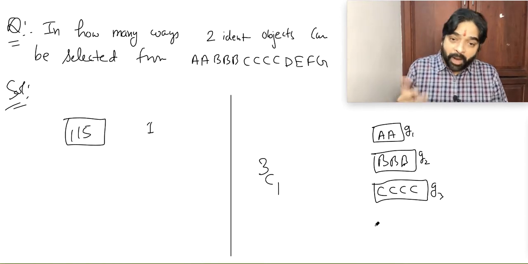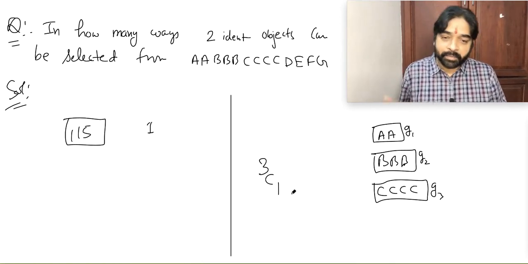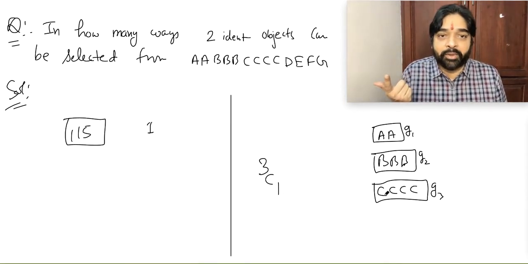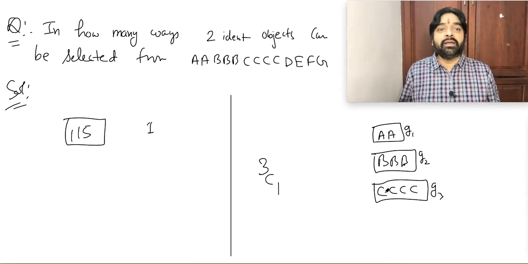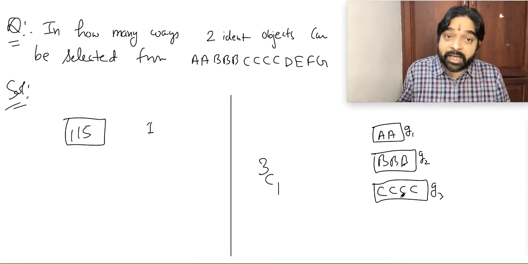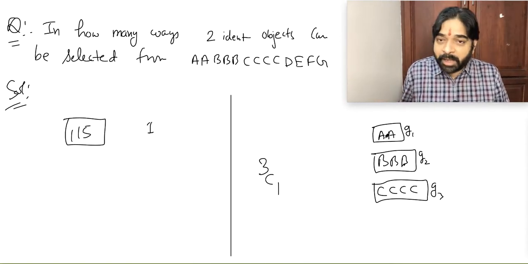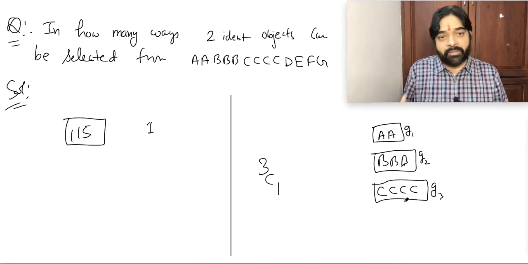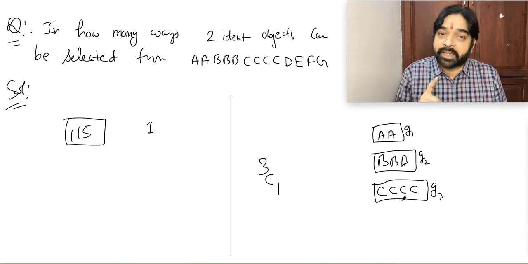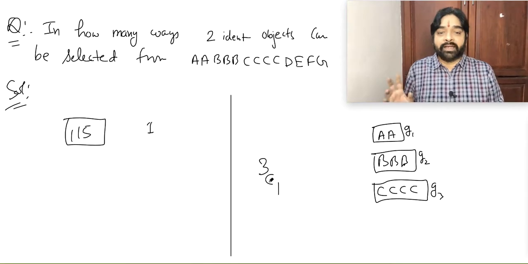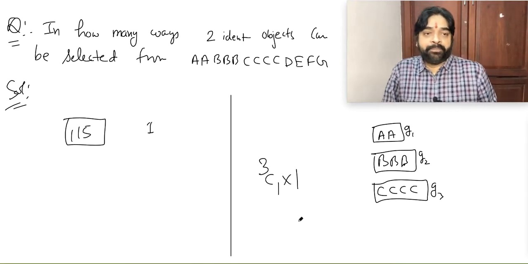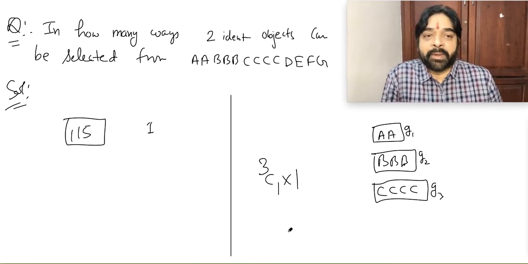Now, why did I tell you this story? I did 3C1. I don't know which box came, but I don't care, because the number of identical objects inside the box does not affect me. If this box is coming, in how many ways can you select 2 identical? 1 way, here 1 way, here 1 way. Because the number of objects does not matter in the case of identical objects. Is it clear to everybody?